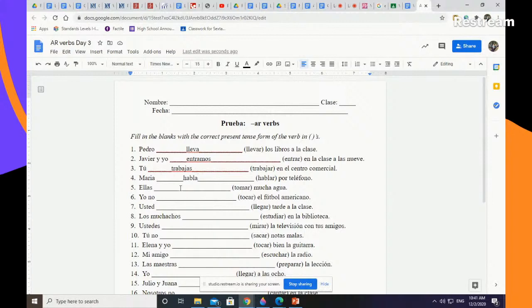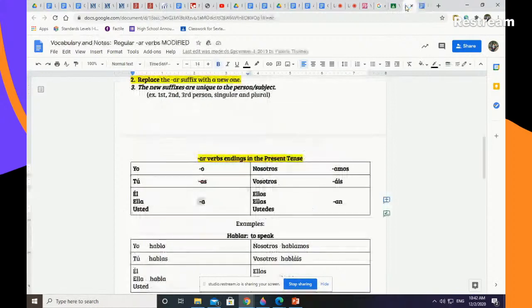So ellas is on the chart. Yo is on the chart. Usted is on the chart. Los muchachos. What do I do about los muchachos? Well, los tells me plural, and the S on the end of muchacho tells me plural. So I know I'm not going to use this side of the chart at all. Am I with los muchachos? No, I'm not with los muchachos. Are we in Spain? No, so I'm probably not going to use vosotros.